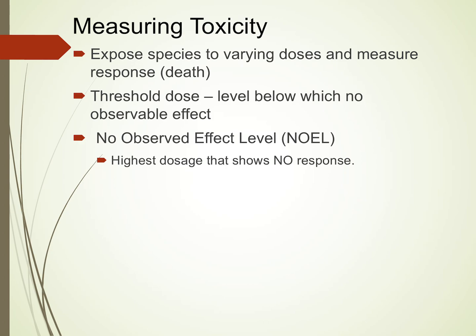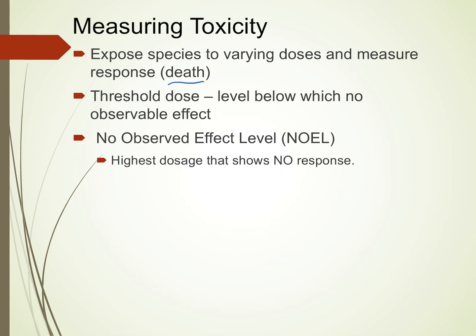So what we're going to do is expose them to varying doses and measure the response. Now, the response doesn't have to be death. That's just a common thing that's done, to find the point at which a dose kills at least part of the population. So a threshold dose will be the level below which there's no observable effect. There should be some threshold at which that toxin starts to have a negative effect.